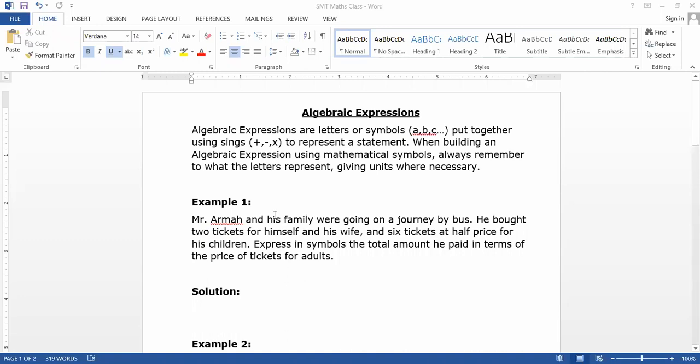So let's look at algebraic expressions. Letters or symbols, usually A, B, C, D, are put together using the signs plus, minus, equal, multiplication, division and subtraction to represent a statement, as you see on the screen here.